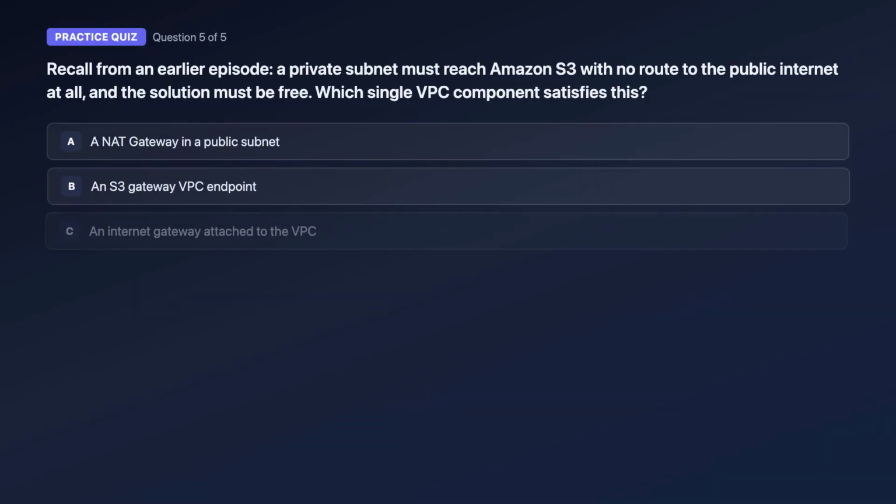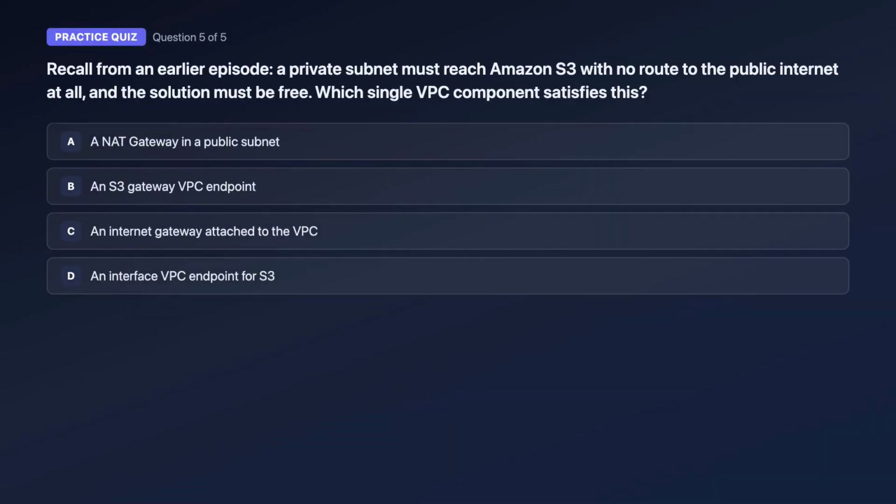Question 5. Let's test a concept from an earlier episode. A private subnet must reach Amazon S3 with no route to the public internet at all, and the solution has to be free. Which single VPC component satisfies this? Is it A, a NAT gateway in a public subnet?